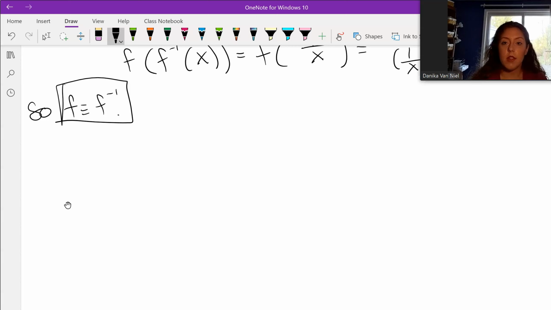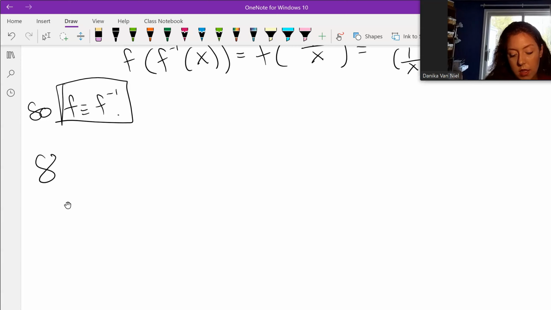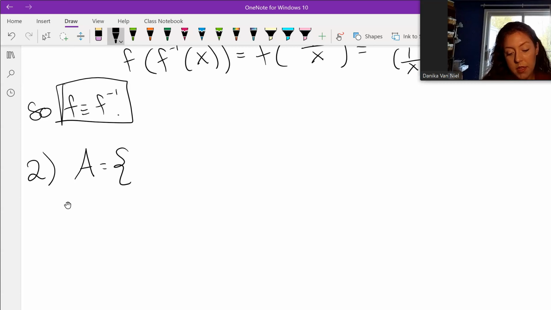All right, so let's look at this second example. I'm going to change it up a little bit. So I'm going to let A be the set A, B, da da da.